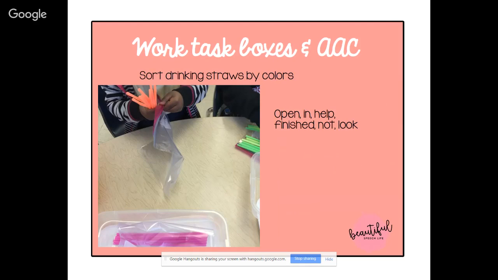Here's another one, just sorting the drinking straws by colors. The straws are all in the box. I have a bag in there for each color, and I go through the same instructions. We're going to put all the orange in, all the green in, all the yellow in, and we can ask for help, and then we can say finished or not finished. Sometimes I sabotage it and turn around so I can't hear them, and then they have to say, look, finished.